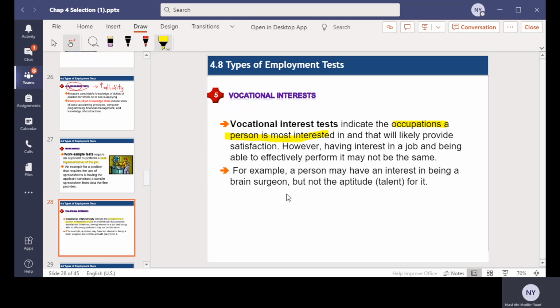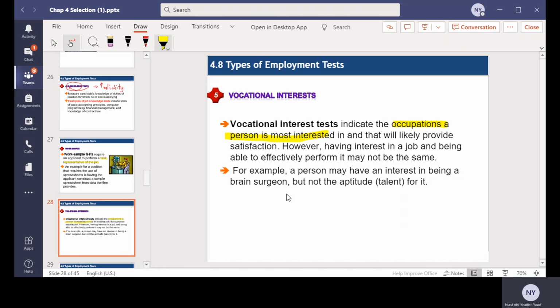So if you're able to answer the test effectively, efficiently, then it shows that you not only have the interest, but you also can perform. But if you have the interest, you cannot perform, then it shows that actually you cannot perform. You just like the job, but actually you cannot do.